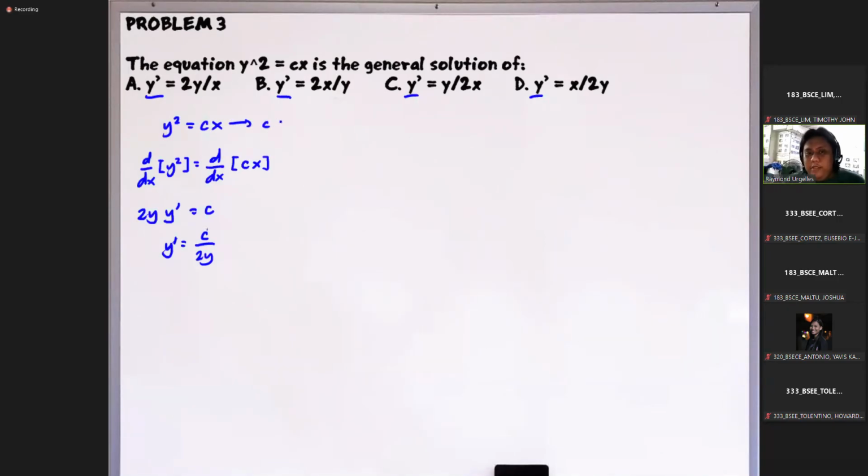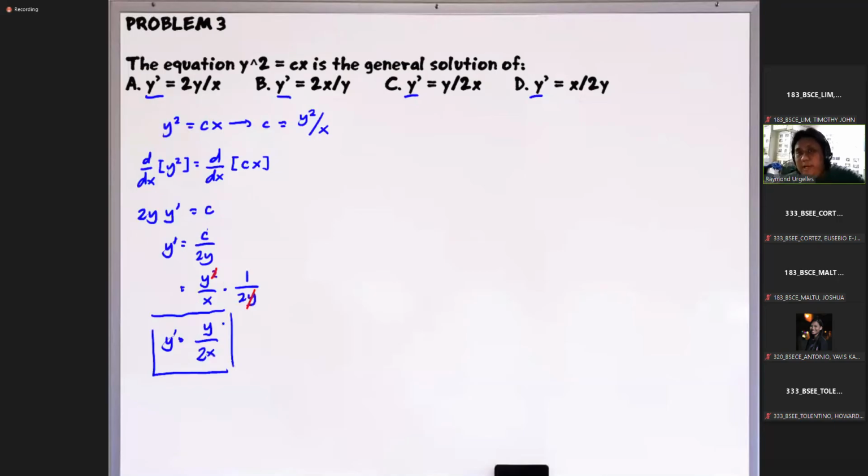So, from the original equation, constant c is equal to y squared divided by x. So this will be given by y squared divided by x multiplied by 1 over 2y. Then this will cancel, and that's what remains. You will get that this is equivalent to y divided by 2x. So that is our y prime. Okay? Any questions about this?